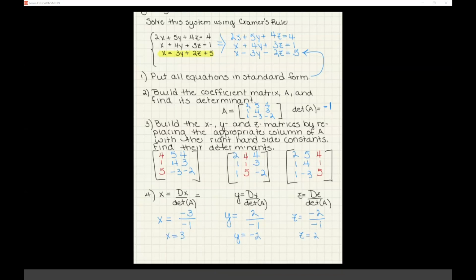And again, if only one thing changed in my system and I wanted to recompute y, I just have to recompute the determinant of A and the determinant of y. I just have to build these two matrices. I wouldn't have to build the others. Okay? So anybody questions on this process? Questions on the Cramer's process? Okay.